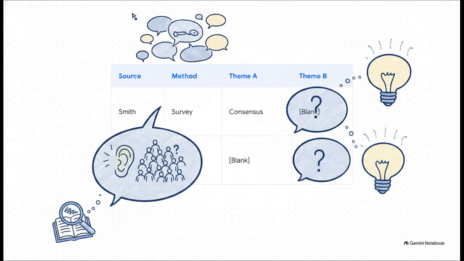You can immediately see where the conversation is loud and crowded, where everyone agrees and the research is totally saturated. But much more importantly, you can see where it is completely silent. Look at those blank cells. Those empty spaces where scholars just haven't connected a specific methodology to a specific theme. Those are incredible opportunities. Finding a gap is basically the holy grail of research, and those empty cells are your potential research gaps, literally just waiting to be explored.